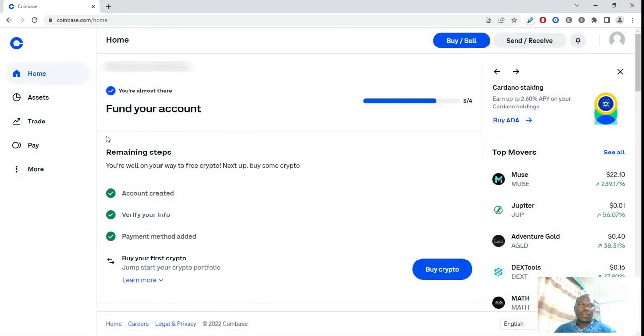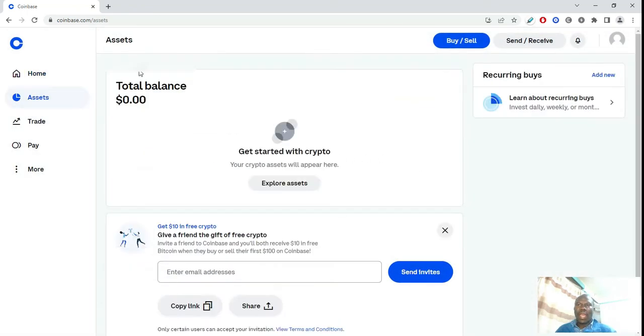Another place that you can go to is assets, and in the assets you'll find the total balance that you have. Let's take, for example, you have $10 or $10,000. This is the total balance of everything that is in your account. So all your crypto assets will appear here. If you have Bitcoin, Ethereum, Solana, Bitcoin Cash, or Binance USD, everything will be in this place.